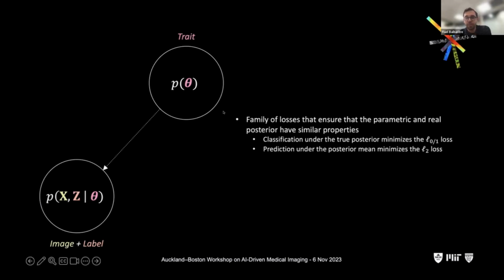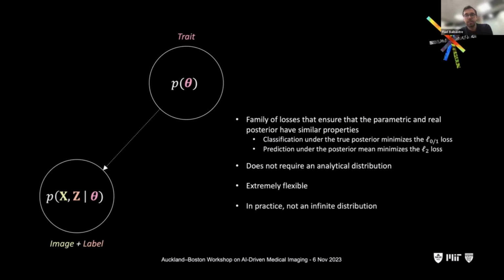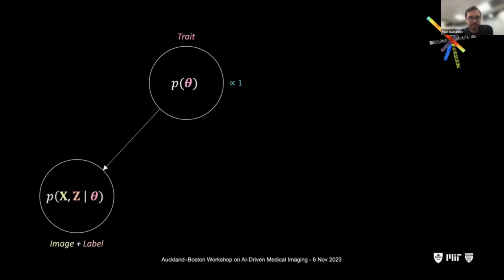So we can use this family of losses that ensure that what we get is something that looks like the posterior. We actually don't need to be able to write the distribution analytically. We just need a big data set that we can sample from. It's flexible, but in practice, we never have an infinite distribution. We only have a few examples. And we can't control traits, so we can't build invariance to it.